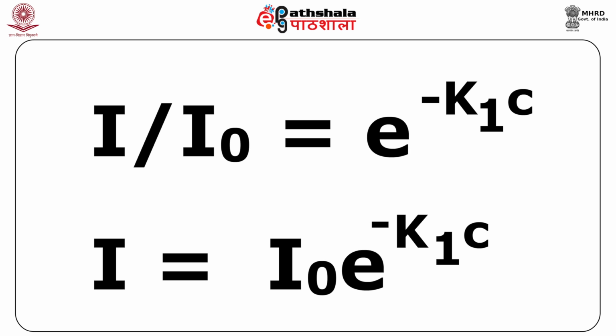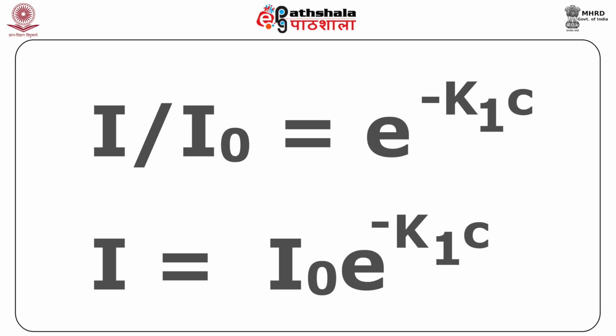Taking inverse on both sides, it becomes I by I₀ is equal to e raised to the power minus K1C. Now the equation reshuffles itself to give I is equal to I₀ into e raised to the power minus K1C. This represents the required equation of Beer's law.